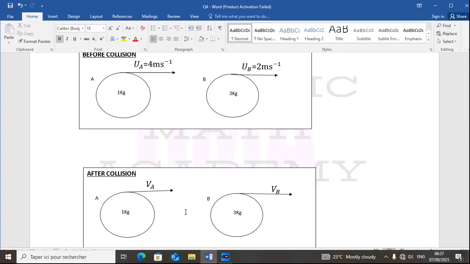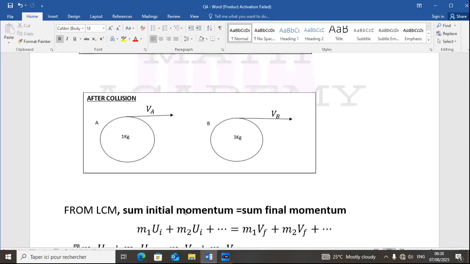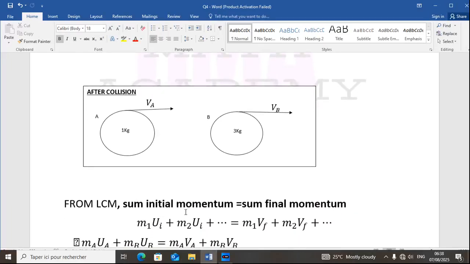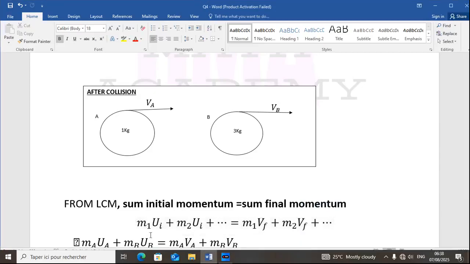Okay, so let us get started. To find the final velocities, we are going to apply two laws here. The first one is the law of conservation of momentum, and the second one is Newton's experimental law, the law of restitution. For the law of conservation of linear momentum, we know that the sum of initial momentum is equal to the sum of final momentum, that is, the total momentum before impact is equal to the total momentum after impact.